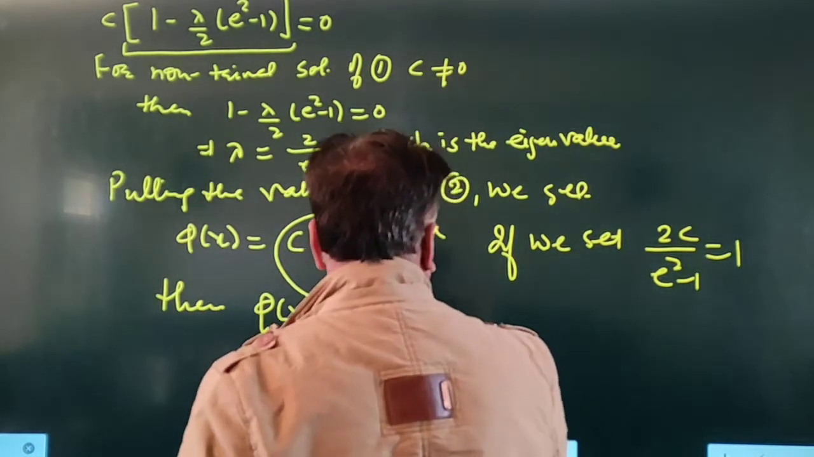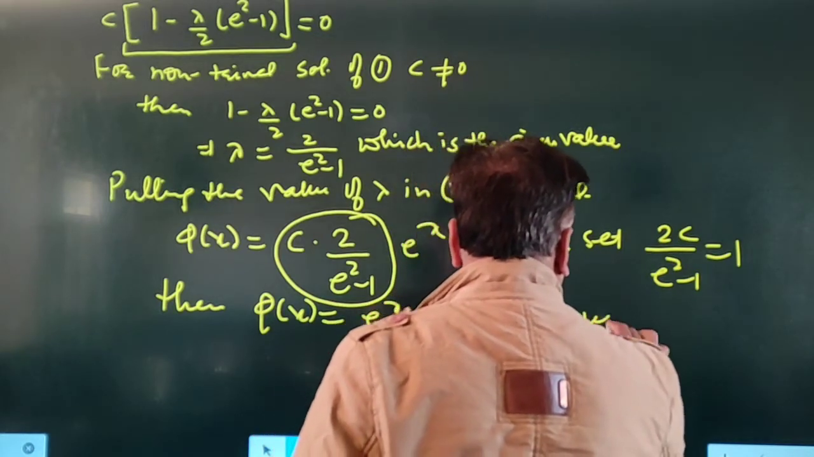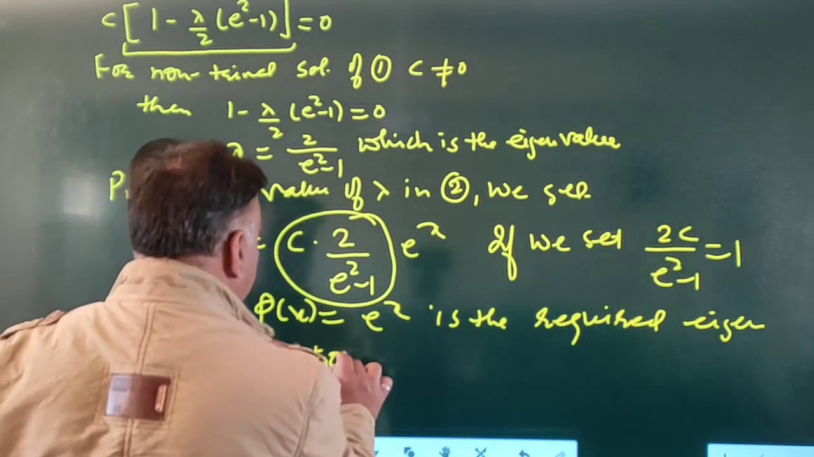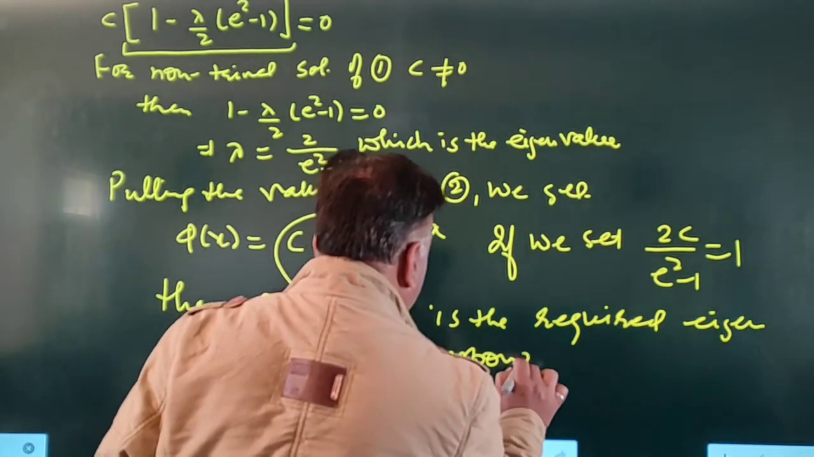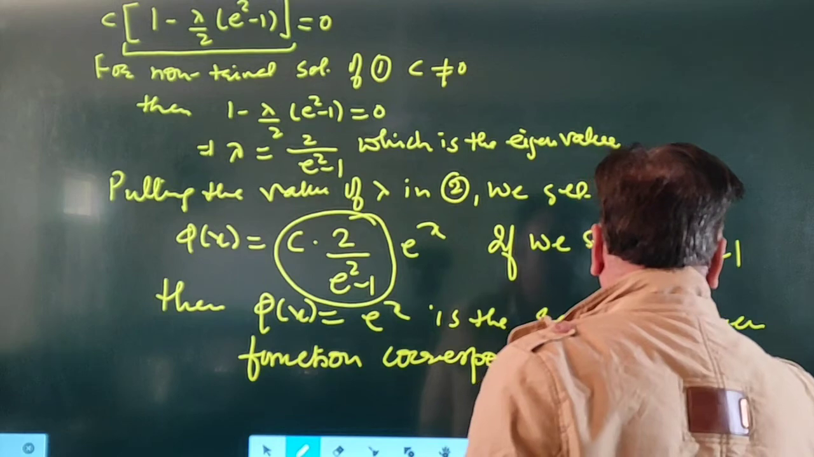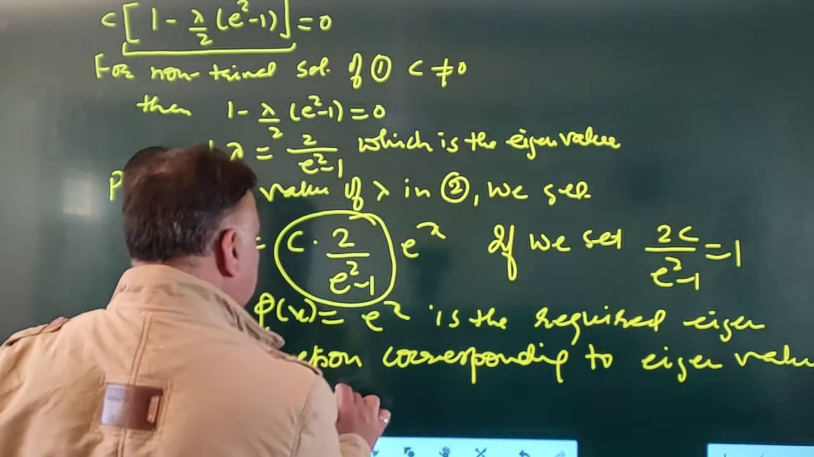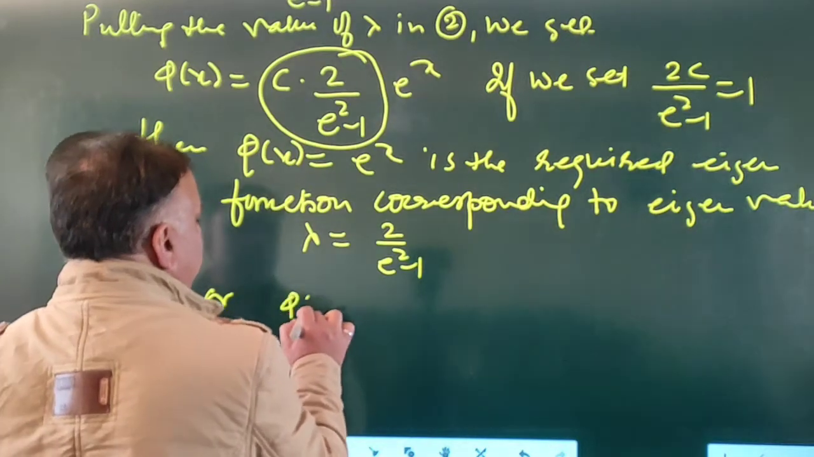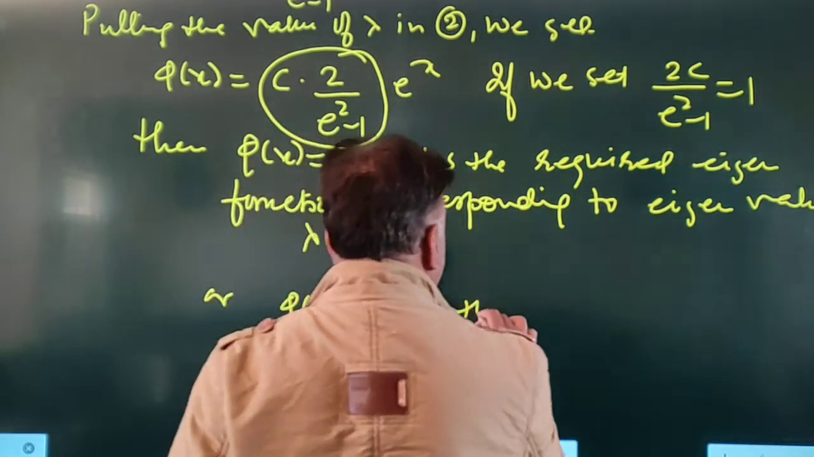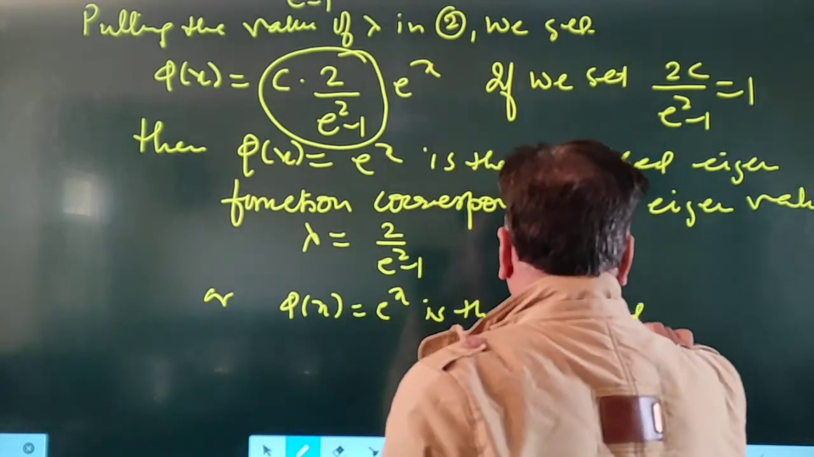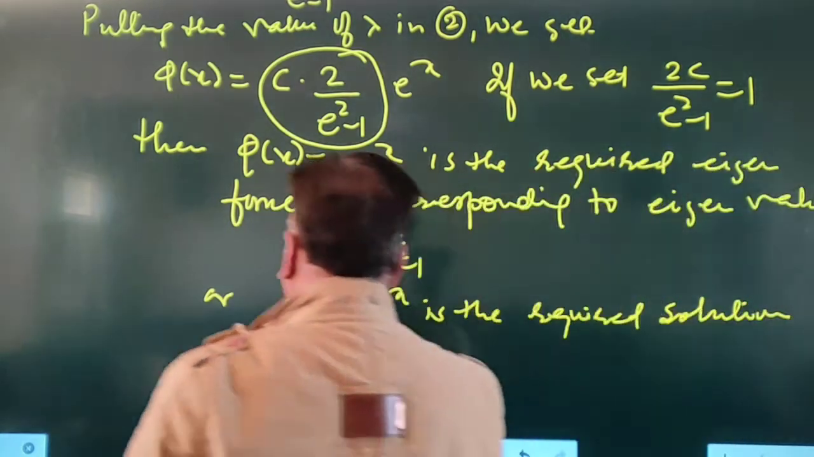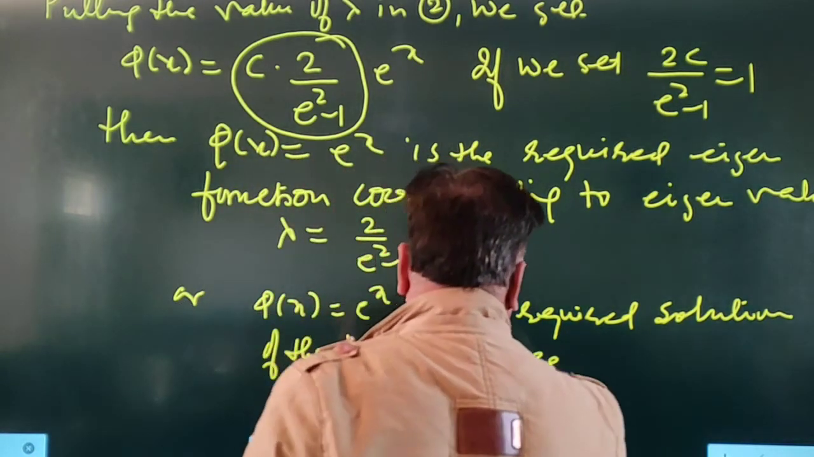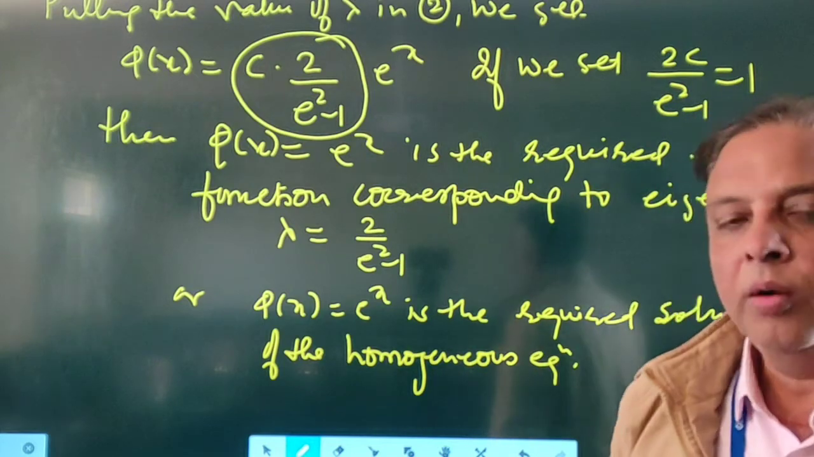So phi x is equals to e raised to x is the required eigenfunction corresponding to eigenvalue lambda is equals to 2 upon e square minus 1, or we can say phi x is equals to e raised to x is the required solution of the homogeneous equation, which is the required solution of the given homogeneous integral equation.